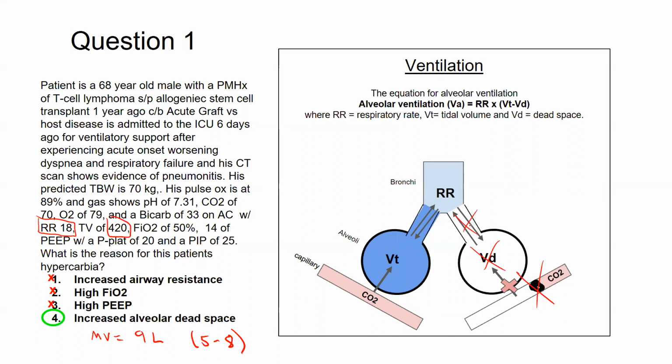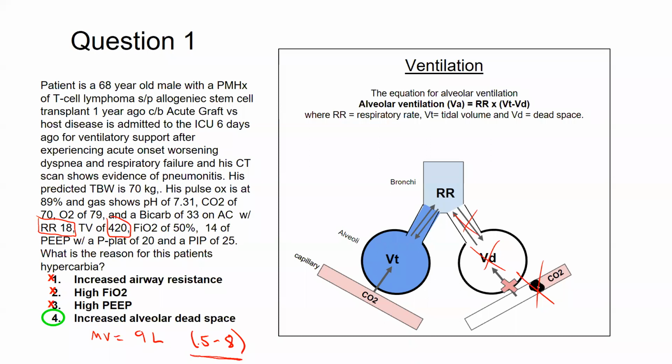And that's mostly all the stuff about ventilation. Just remember, ventilation is respiratory rate times tidal volume minus dead space. And whenever you see someone that's hypercapnic, and they don't have high airway resistance, looking at their PIP and their P plat, and their minute ventilation is 5 to 8 or above, the reason why they're hypercapnic is because they have destruction of their lung, destruction of those capillaries, poor transfer of CO2, and subsequently increased dead space. So that was the question here.